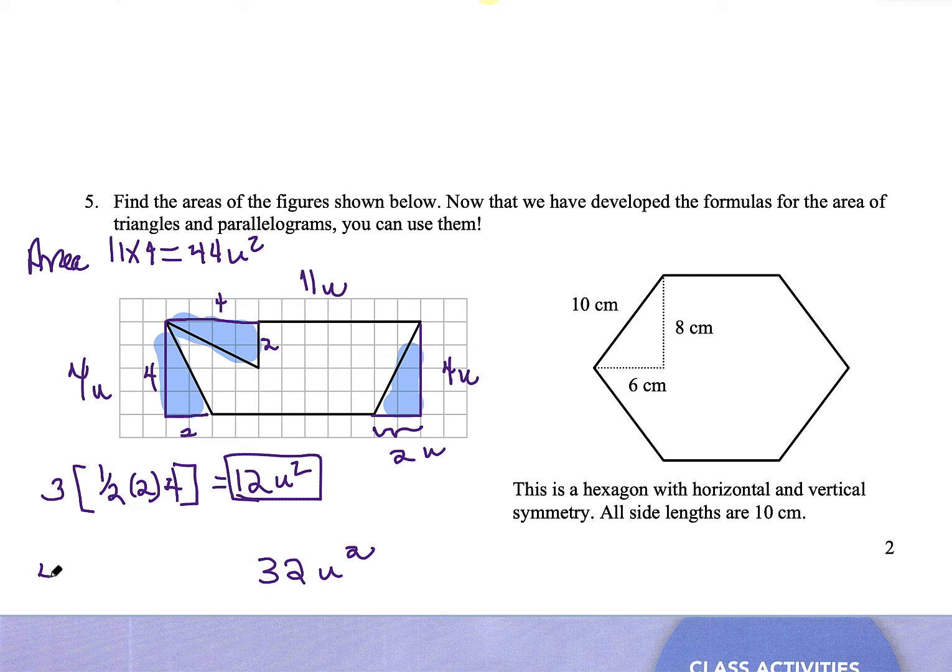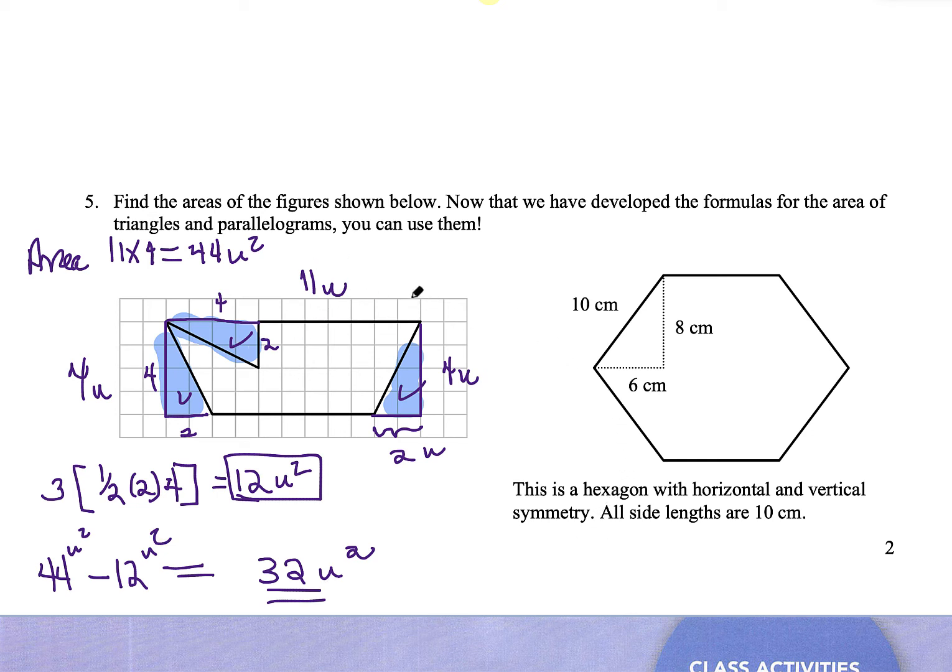Come down here and we're going to take the area of the big rectangle and subtract the area of these 3 triangles. And we end up with the same result. 44 square units minus 12 square units is 32 square units.